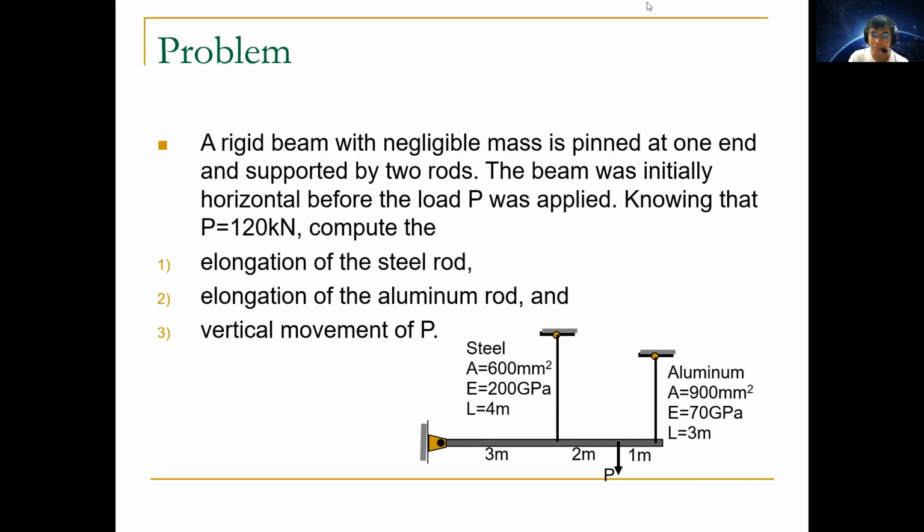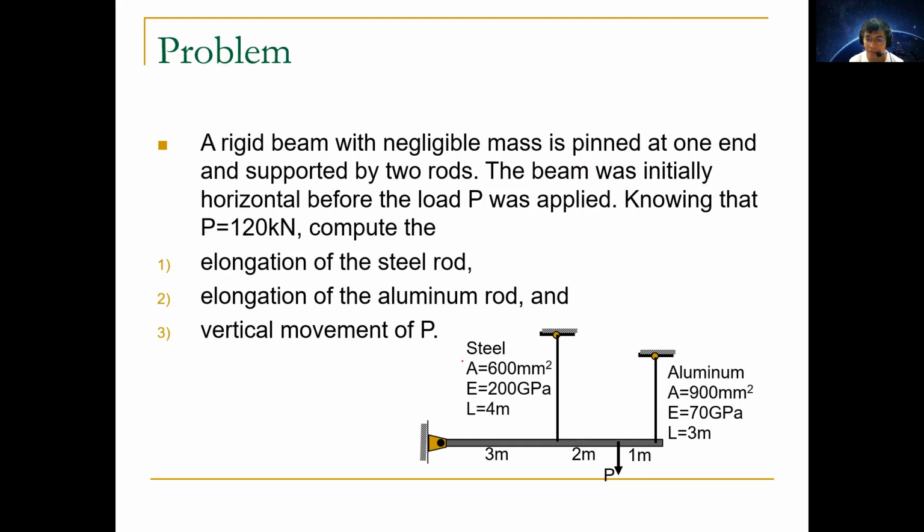Okay, so in this problem, we have a rigid beam. So let's say the mass is negligible. So there's no added weight in the system. If it has a weight, meaning you have to add another parameter or a force being applied at the middle part of the rigid beam. So one end is pinned and supported by 2 rods, which are made of steel and aluminum.